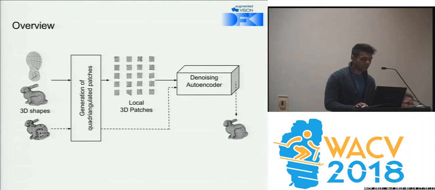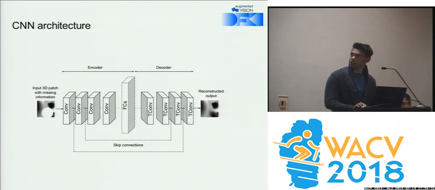So this is the overview pipeline. We generate patches on 3D meshes using the pipeline in the last slide, and we train a CNN on those clean patches. Then at test time, we get a noisy mesh with holes, and we use the trained CNN to denoise it. So this is the rough CNN architecture.